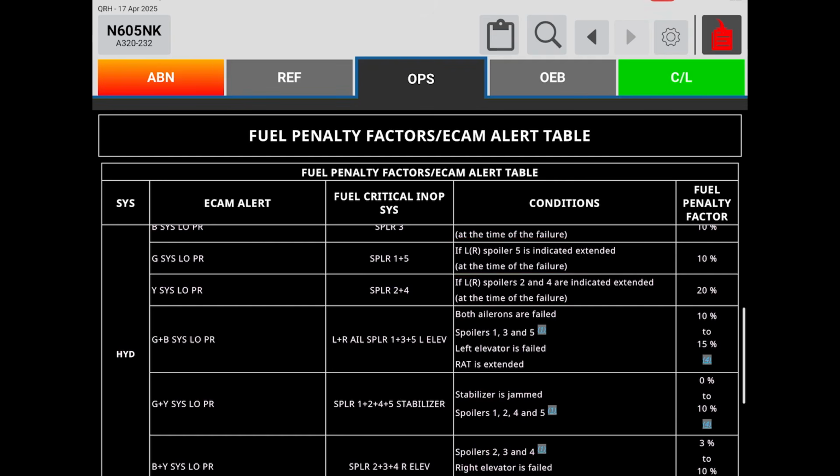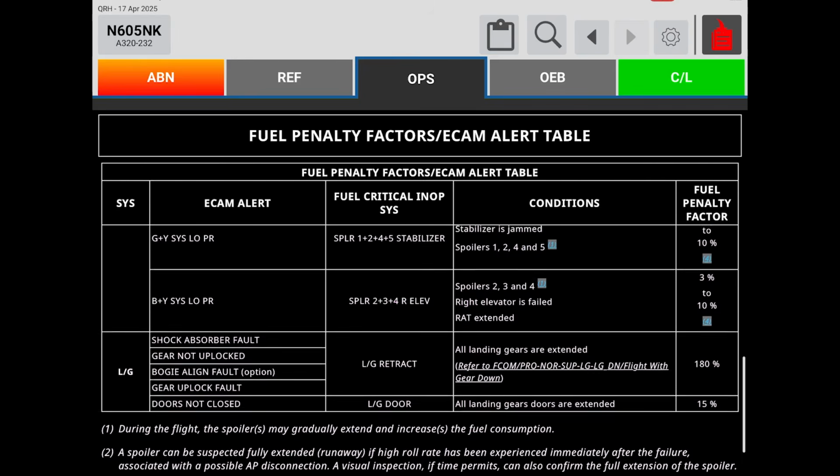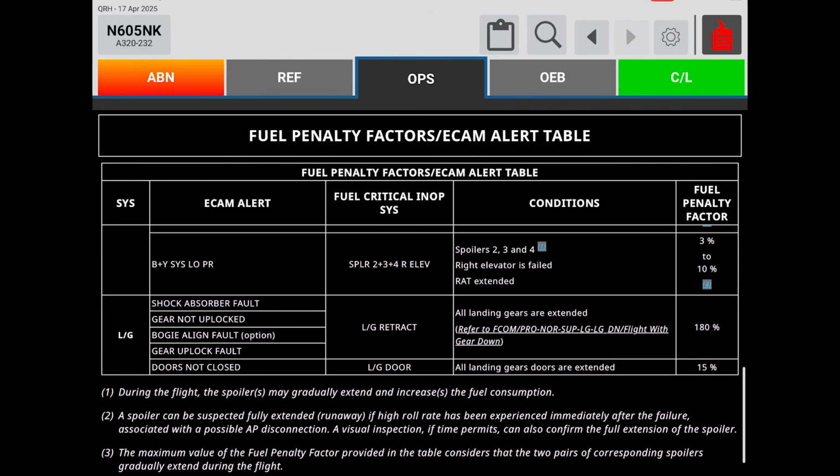Another useful factor that Neil mentions within the video is in case the flight needs to continue with the gear down, unable to retract. This is if the crew experiences a go-around and then has to go to another airport. At that point, you would calculate the fuel penalty factor for landing gear extended and gear doors open.